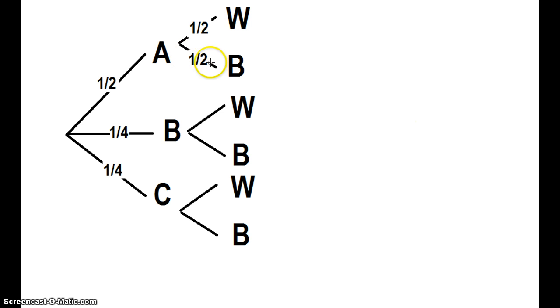Now looking at choosing the balls, so from jar A there's 1 white and 1 black, so there's 2 balls in there. You're equally likely to choose either one, so there's a 1/2 chance you get a white ball and a 1/2 chance you get a black ball. So add that to the tree diagram. After you choose A, you have a 1/2 chance of picking a white and a 1/2 chance of picking a black.